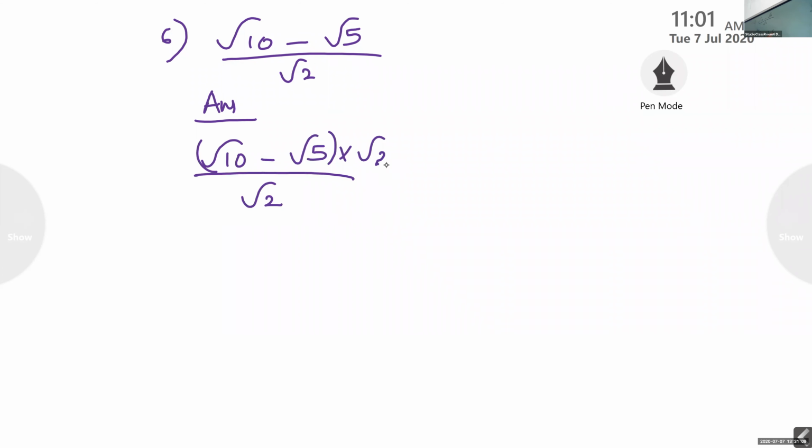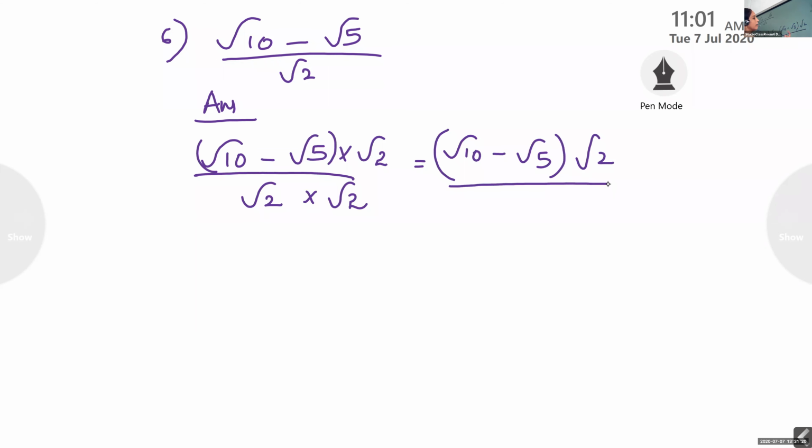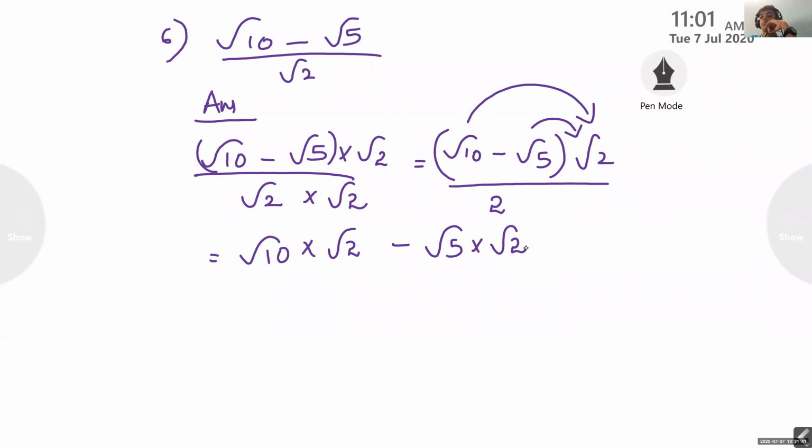Put a simple bracket there and avoid the confusion. Now, (root 10 minus root 5) into root 2 by 2. Now again, you multiply, open the bracket and multiply like this. It is root 10 into root 2 minus root 5 into root 2, divided by 2.